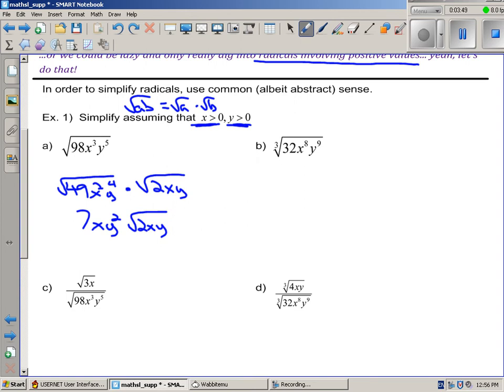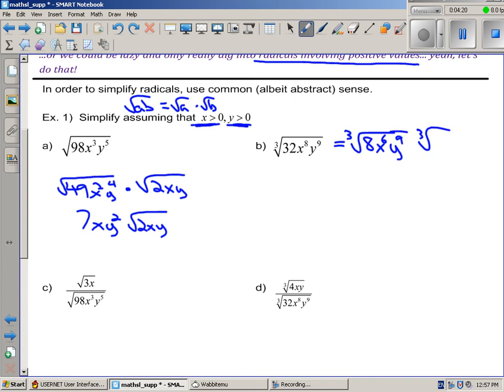All right. The next one is the cube root. So you might have to know your perfect cubes. 32 is fishy, so what kind of cubes might we be looking for? Maybe 2 cubed, which is 8. Okay. The x to the 8th. Yeah, you could take an x cubed, but you could take another x cubed as well. So x to the 6th is going to be useful. And y to the 9th has a cube root. That's good.